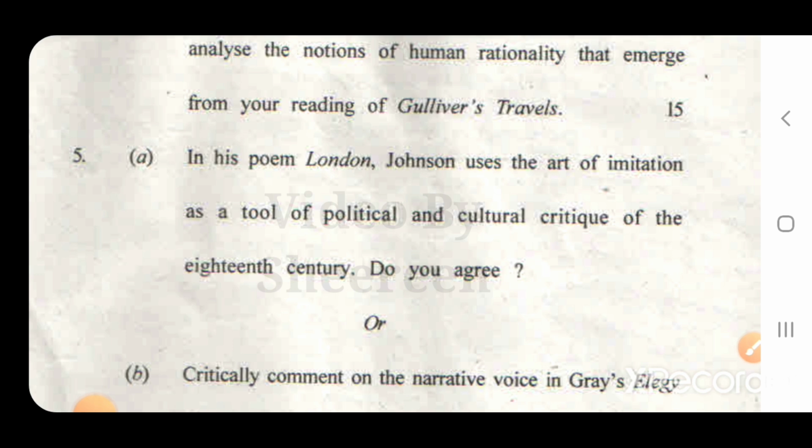This poem has represented Johnson's attempt to satirize the condition of the country, because during that time London की condition थोड़ी ख़राब थी. The poem is an imitation of the third satire of the Roman poet Juvenal, which probably dates to the 1st century. So here Johnson is imitating the Roman poet Juvenal. So you have to write about the art of imitation that Samuel Johnson has used as a tool of political and cultural critique of the 18th century.